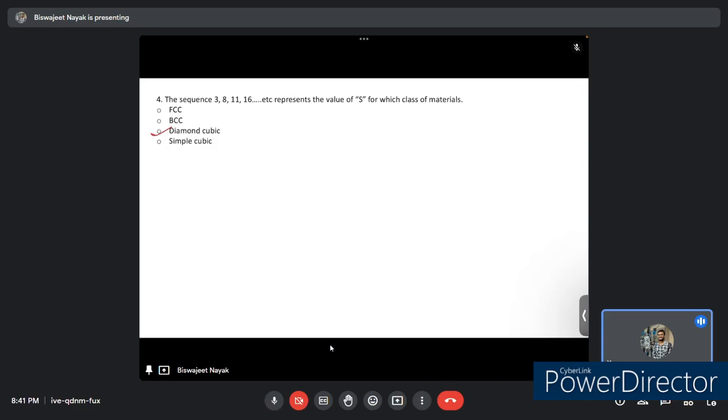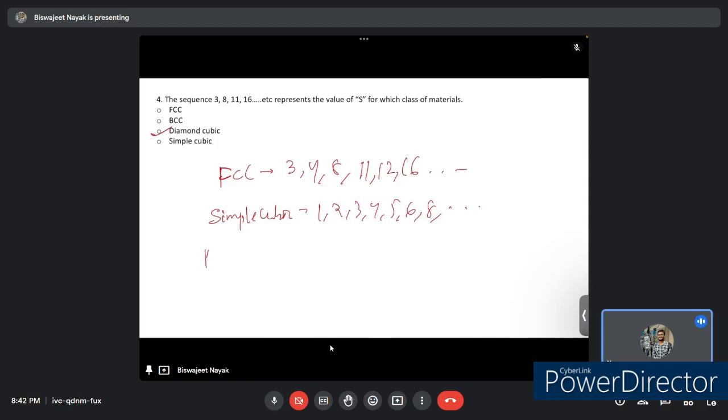As we have discussed, for FCC the values vary as 3, 4, 8, 11, 12, 16, and so on. For simple cubic, we get values of 1, 2, 3, 4, 5, 6, 8, and so on. And for BCC, we get values like 2, 4, 6, 8, 10, 12, and so on.